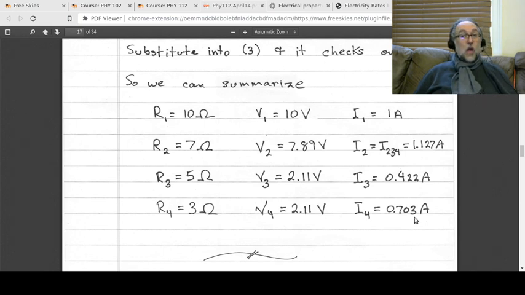Okay, and so it's a long problem, but that's because I gave you 4 resistors. But with 3 resistors, this should be doable on like a test. Okay, you wouldn't have quite as many steps.